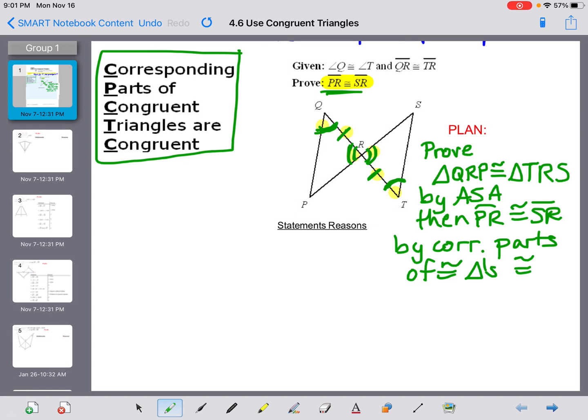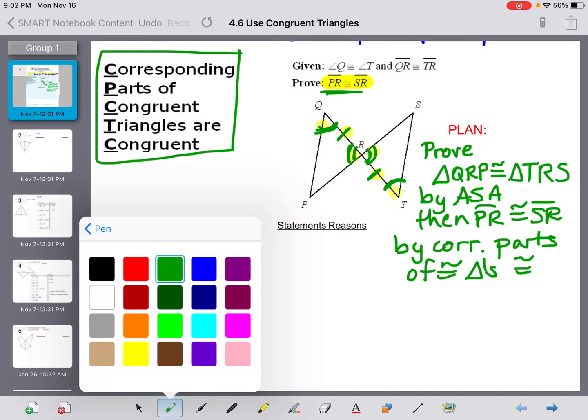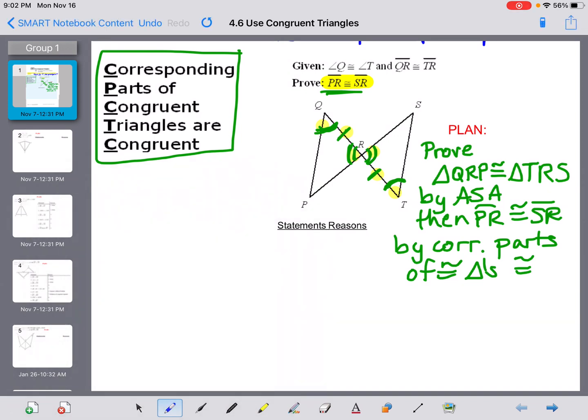Remember, you always have choices, right? You could do a 2-column proof. You can do a paragraph proof. Don't forget, we now know how to do a flow proof. Your choice. Any one of the three is fine as long as the job gets done. All right, you're sticking to the 2-column. Kind of boring, but we'll go with it.